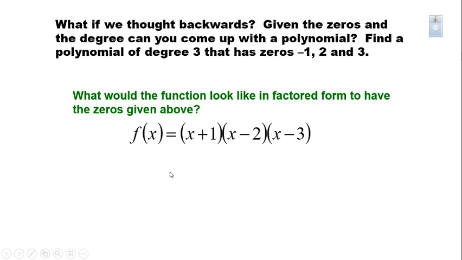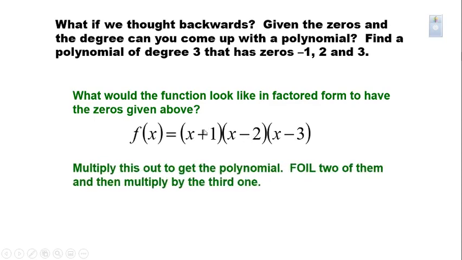If they want this polynomial in standard form, we distribute by FOILing these first two and then multiplying the other factor to that result, and we would end up with f of x equal to x cubed minus 4x squared plus x plus 3. And now we'll go on to some examples.